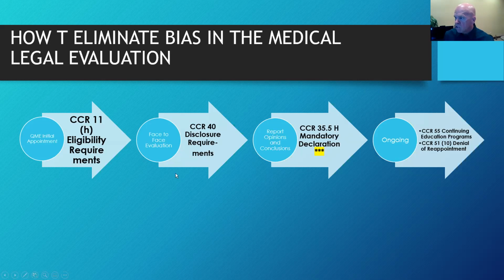Then along the life cycle of the QME, the Division of Workers' Compensation is going to be placing new emphasis on the disclosure requirements under CCR 40. Now, I'd love to spend about an hour talking about the disclosure requirements because it's very, very important. I'll just say this about it today, and that is, I said that I'm on the Report Quality Committee, and we're having a meeting on Friday.